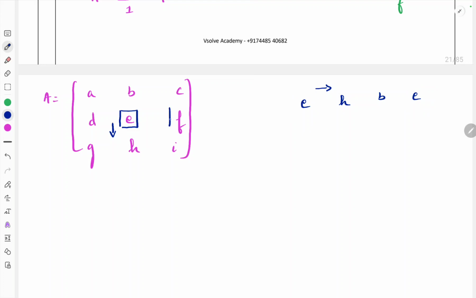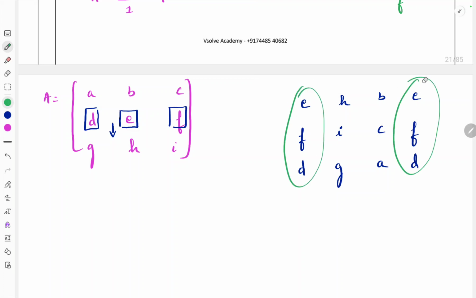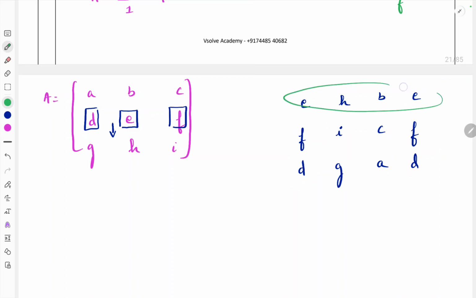Next I have to select this F. So next F, I, C, F. After this we had this one D. So D, G, A, D. If we see here, this and this are the same, and the first row, first column is equal to the last column, and the first row should be equal to the last row, which means again I have to write this E, H, B, E. So now directly I can write the adjoint of A.